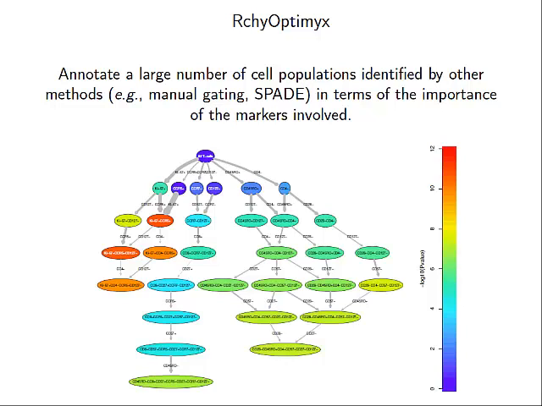You can use SPADE if you want. Use SPADE to find all these cell populations. You just need some way to find cell populations. We use FlowType. It seemed to work. It doesn't really matter. Once you have all the cell populations identified, you throw it into this and it'll draw this nice figure for you saying, oh, it's that one.